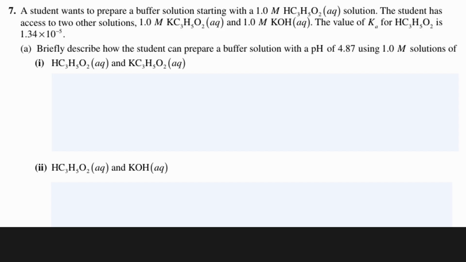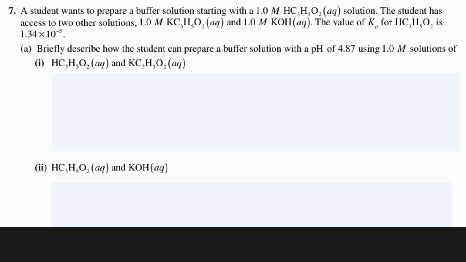All right, let's wrap up this lesson with a practice FRQ. A student wants to prepare a buffer solution starting with 1 molar propanoic acid solution. The student has access to 2 other solutions, 1 molar potassium propanoate and 1 molar potassium hydroxide. The value of Ka for propanoic acid is 1.34 times 10 to the negative 5th. Briefly describe how the student can prepare a buffer solution with a pH of 4.87 using 1 molar solutions.